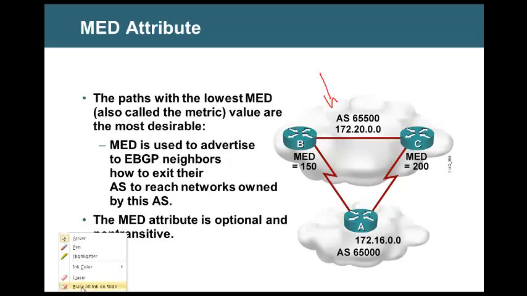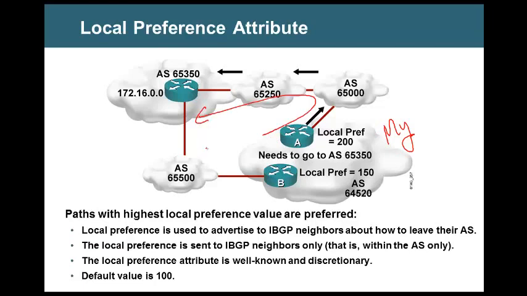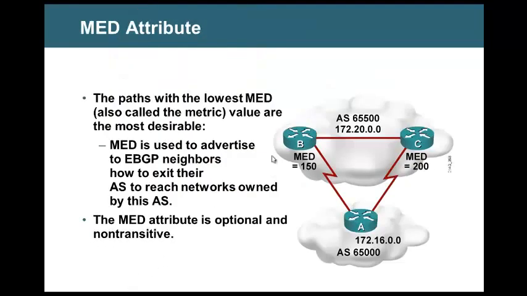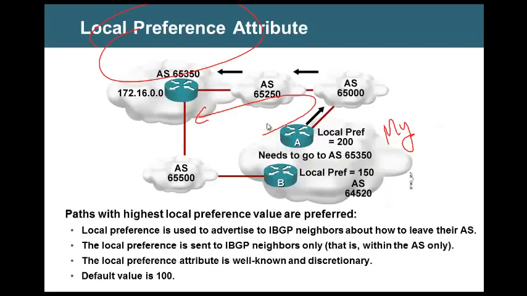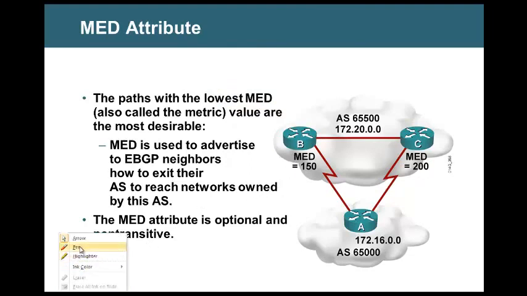See, you always think about this one. Your autonomous system, this is mine. I want to decide how I should go. For that I use local preference. Again, now this is mine, and I want to decide how others should come in. Then I go with MED. This is for me to go out, and this is for others to come in. So depending on our need, we pick one and tune it.